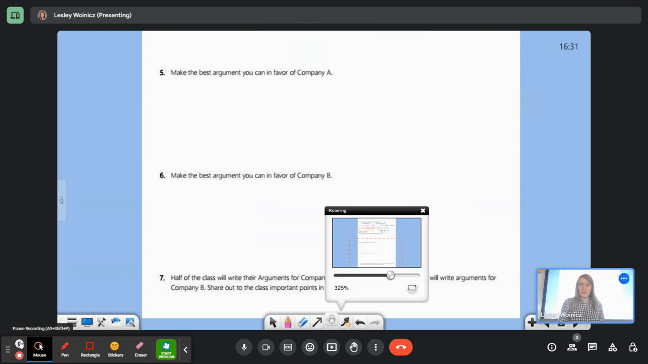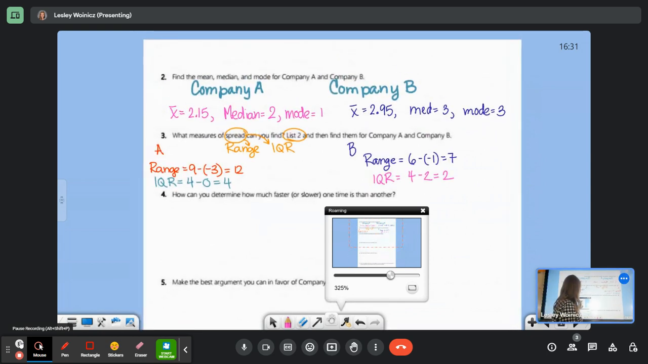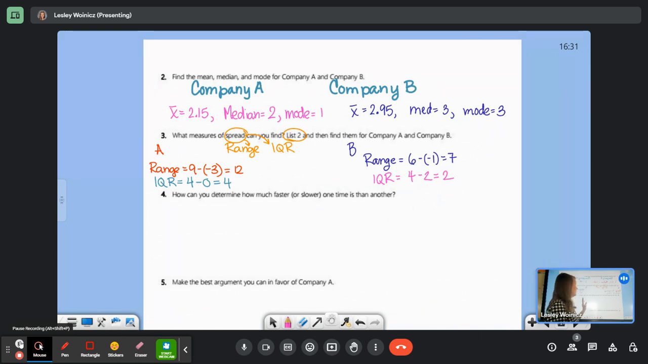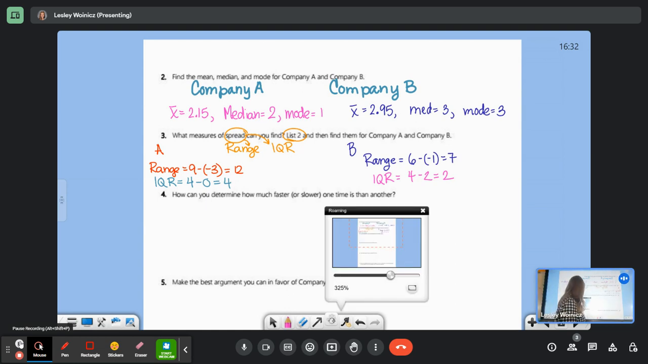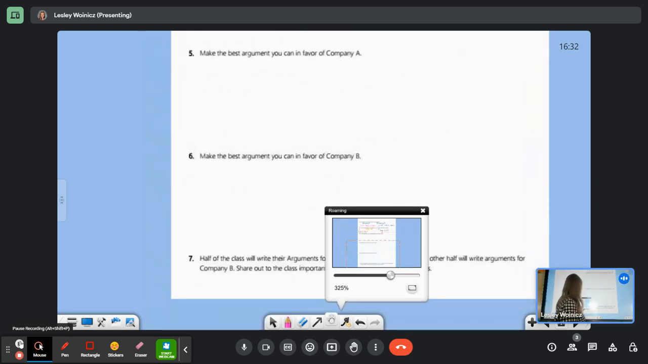Okay. So what we are going to expect to see here, I made my kids do this part for homework, but what I'm expecting them to say is that for company A, if you compare the measures of central tendency, the mean, median, and mode for company A are lower. So on average, the wait time is shorter. So that would be the argument for company A. For company B, make the best argument for company B.